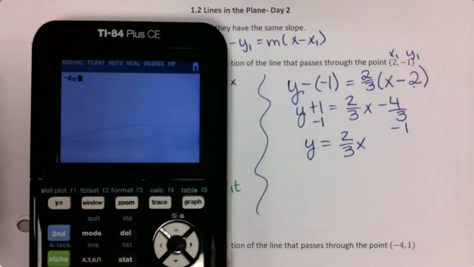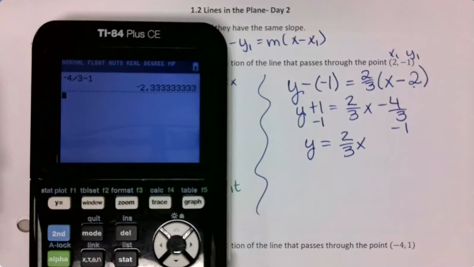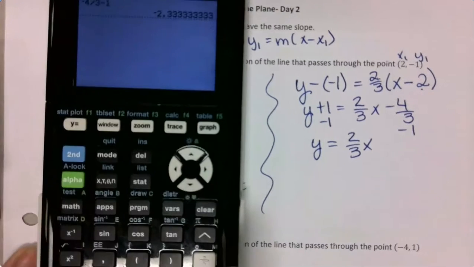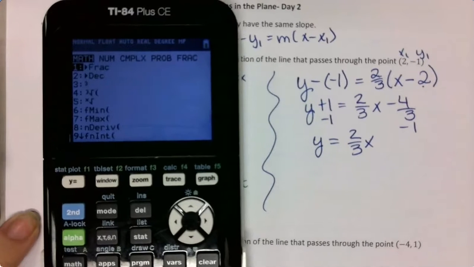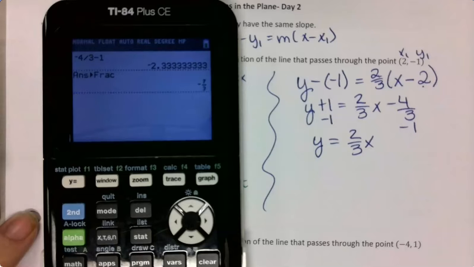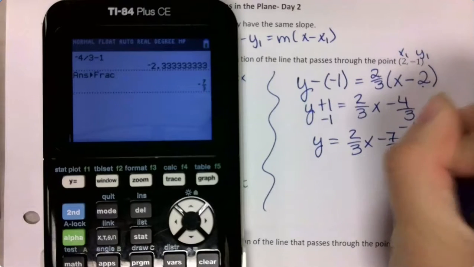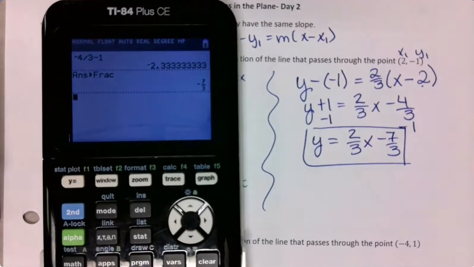So then, if I do negative 4, oops, that's not a fraction. Negative 4 thirds minus 1. So you're right, it will give me a decimal, but look, if I press this math button, my first choice is arrow to fraction. If I press enter, then it turns it back into a fraction. Okay, questions on this problem?